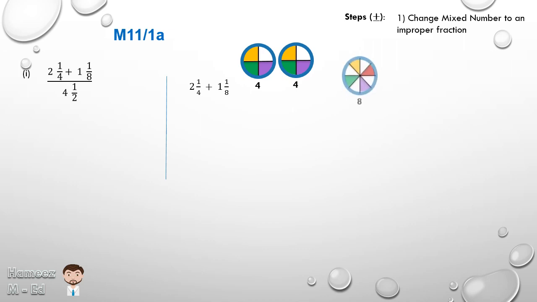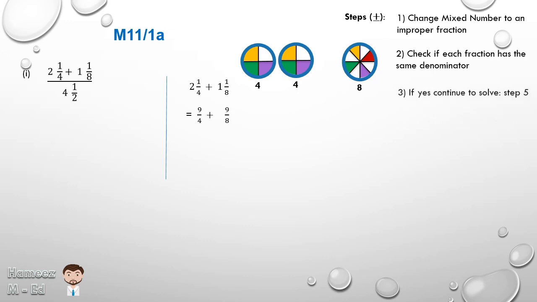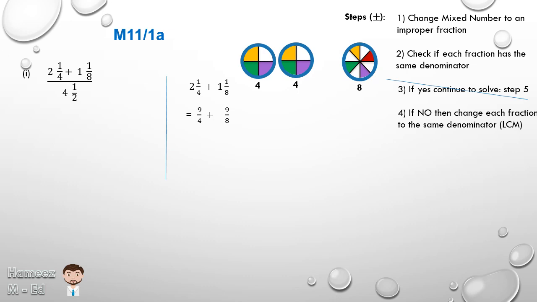And 1 and 1/8, if we think of one pizza and cut it in 8 parts, and we have 1 part extra, so that's 8 and 1, 9 over 8. So 9 over 4 plus 9 over 8. So step 2 says, check if each fraction has the same denominator. If yes, then we can go on to solve. However, it's not. So we need now to find the LCM of the denominators of 4 and 8.